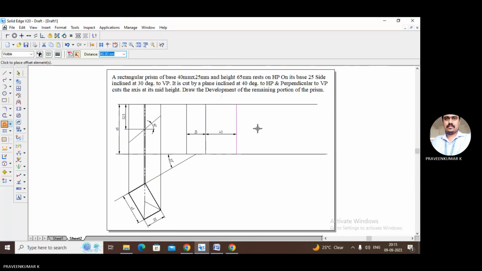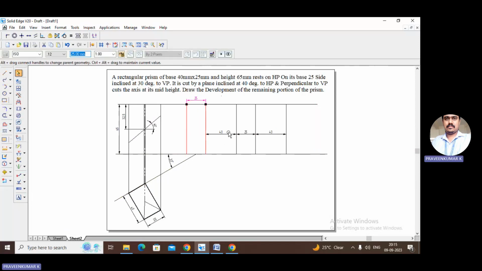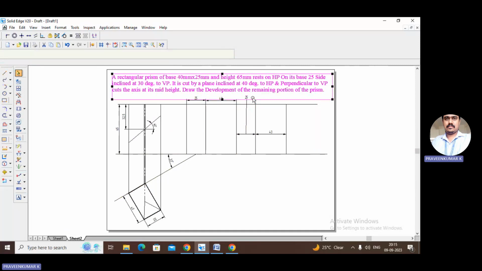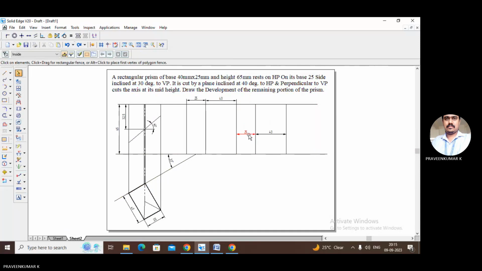And this should be again 25. And this should be 40. This should be 40. So one is 25 mm. It's a rectangle, 25 by 40. Again 25, 40. This is 25. This is 40. And trim the extra lines. I don't want these extra lines.